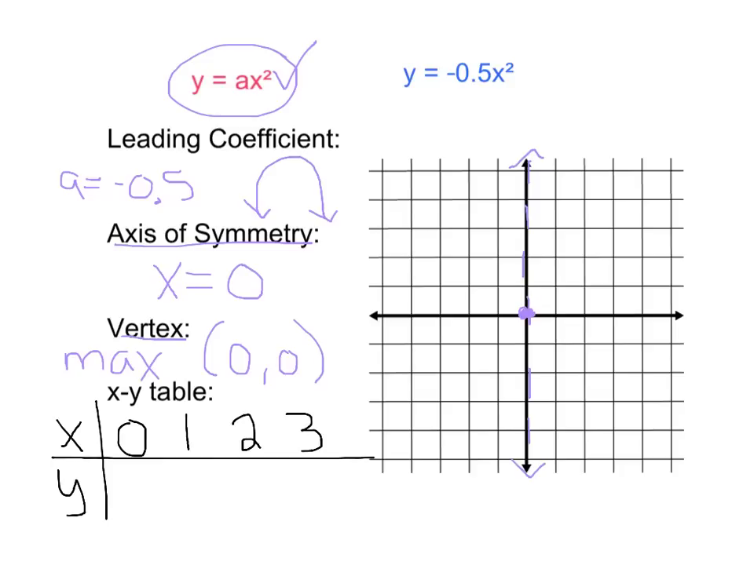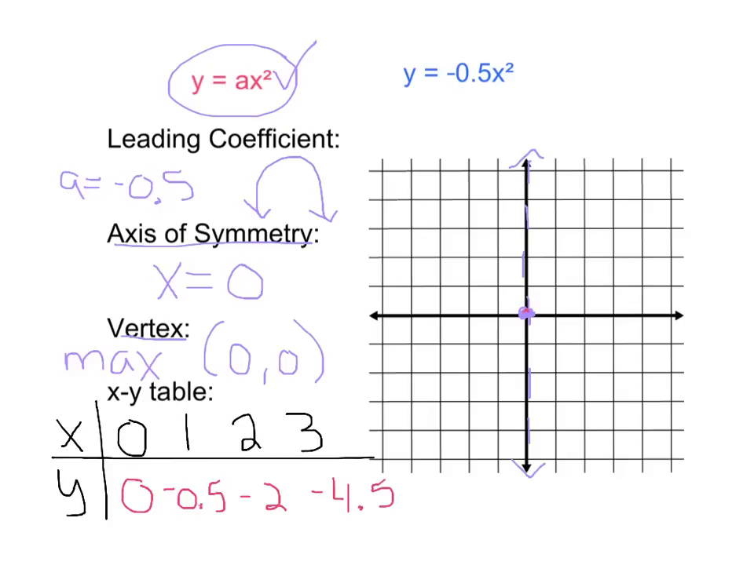So in my xy table, when you plug in 0 for x, you will get 0. When you plug in 1 squared times negative 0.5 is negative 0.5. When you plug in 2 squared is 4. 4 times negative 0.5 is negative 2. And then plug in 3 squared is 9. 9 times negative 0.5 is negative 4.5.